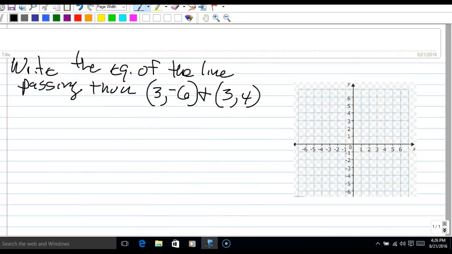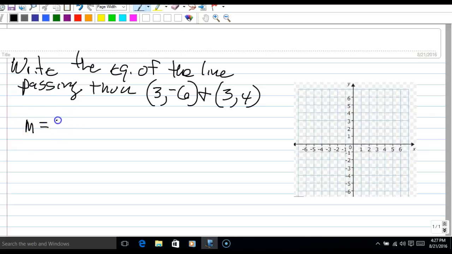Again, we're asked to write the equation of the line passing through the 2 points 3, negative 6, and 3, 4. And again, I've got to decide whether I'm going to use the point slope formula or the slope y-intercept. I can compute the slope here, but I do not have the y-intercept. But I do have a point through which the line passes. In fact, I have 2 points through which the line passes. So I'm going to use the point slope form of the equation of this line. But the first thing I need to do is to compute the slope.